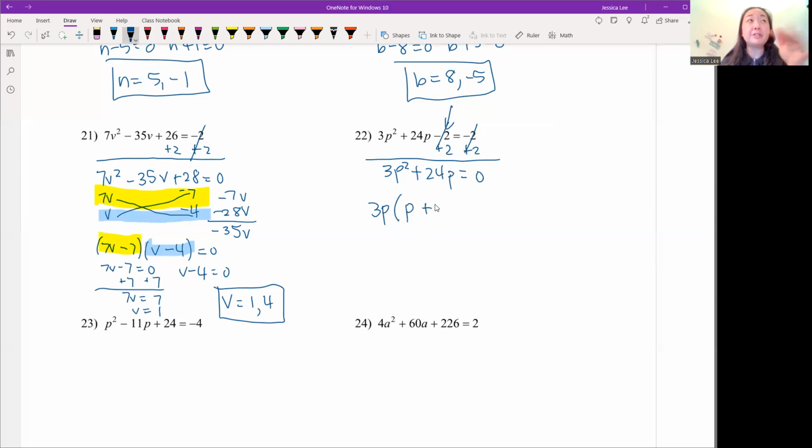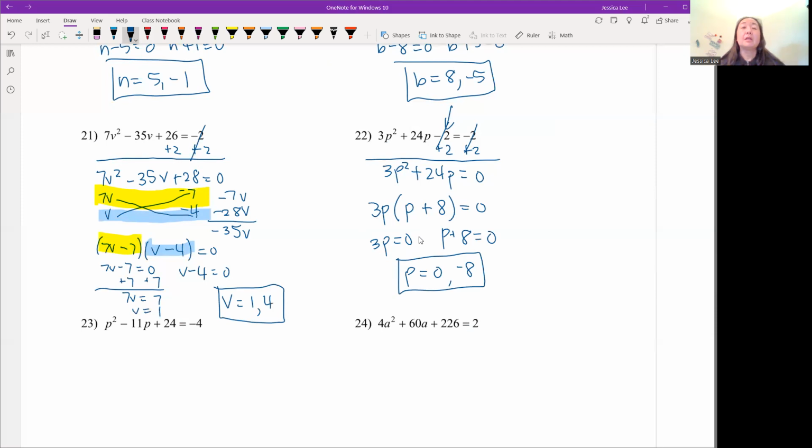We're undoing the distributive property, basically, right? And so we know 3p times 8 would be 24p, right? And so that's equal to 0. Again, now it's factored, and we're going to set each term equal to 0. And again, this is just going to be 0 and negative 8, right? Because 3 times 0 is 0.